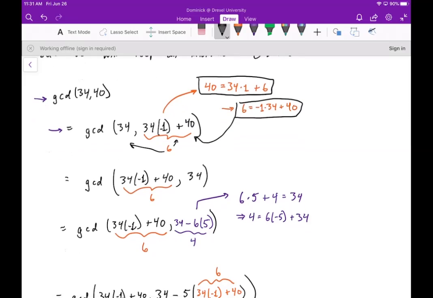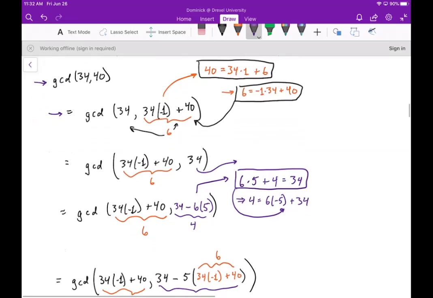Now my next step is to write 34 as a multiple of 6 plus a remainder. 6 times 5 would give me 30, and then adding 4 would give me 34. Then rearranging for 4 would give me that this is 6 times -5 plus 34. So now that's going to come here.